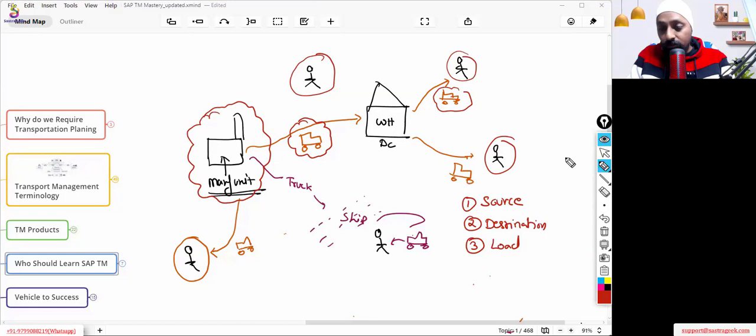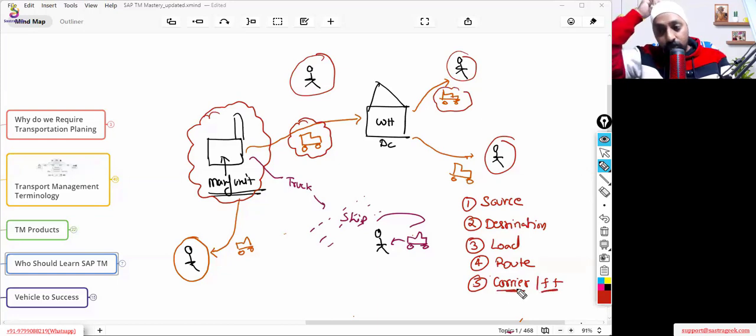Yes, there are so many things you need to know to do the planning, but I'm mentioning the high-level things. What is the load you have? Then you need to know what route you need to send it on. Then you need to know what the carriers or freight forwarders are. I will come to this terminology, carrier and freight forwarder. Who would be the carrier?